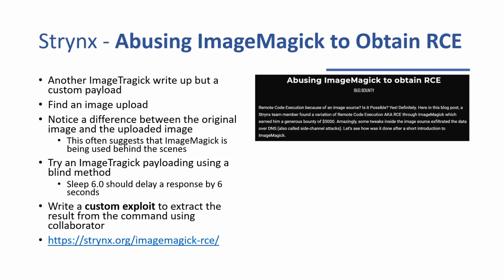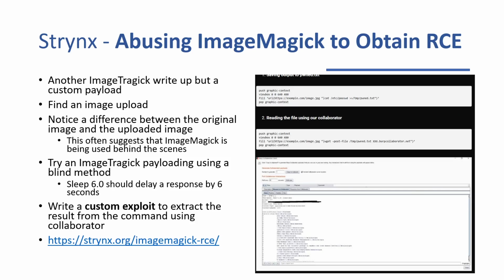So what has this done? This is find an image upload. Notice that there's a difference between the original image and the uploaded image, and that really suggests that ImageMagick is being used behind the scenes. So try an Image Tragick payload using a blind method. So in here we do sleep 6, which delays our response by 6 seconds. So this is really how they decide. This bit here is, we know it's vulnerable to Image Tragick.